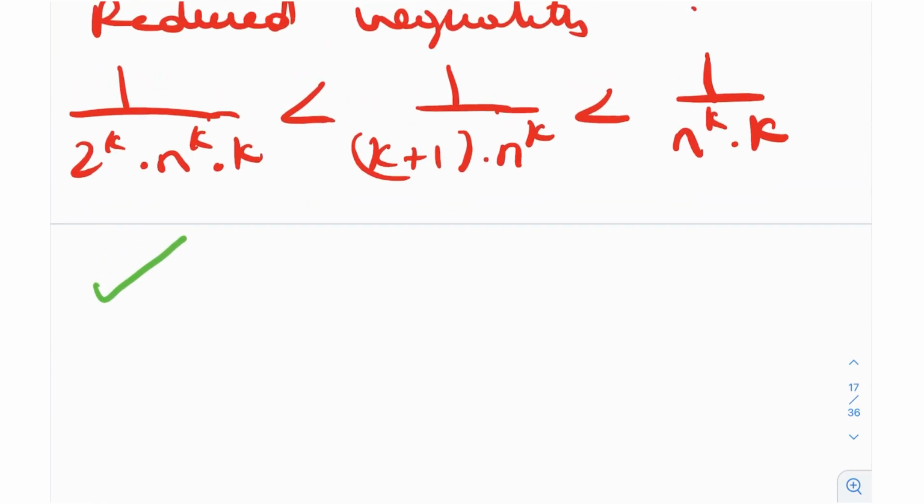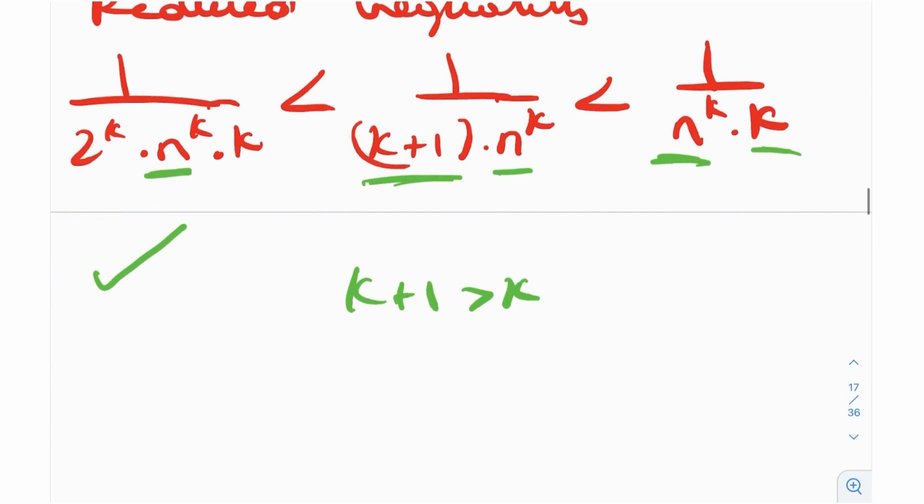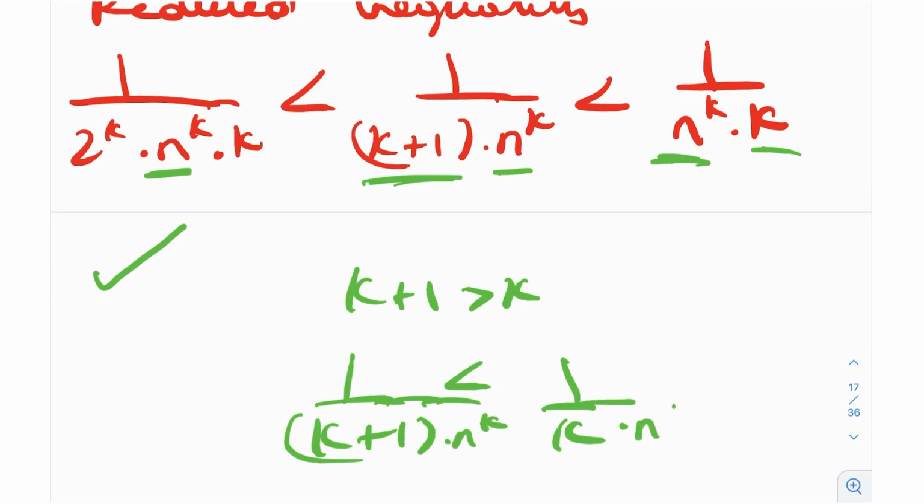And this is actually very easy to prove, because you see that k plus 1 is greater than k. N raised to the power k is common everywhere, so you can just ignore that. It's a positive quantity and does not affect the inequality in any way whatsoever. So you have this k plus 1 over here in the denominator, and you have this k over here. You know that k plus 1 is greater than k, so 1 by k plus 1 is less than 1 by k. Then you just multiply by n raised to the power k. As simple as that. So this inequality holds good.